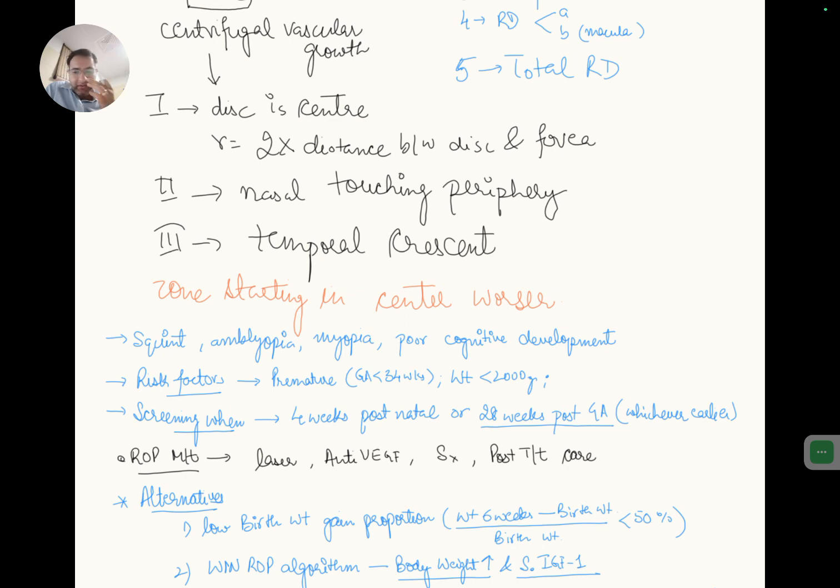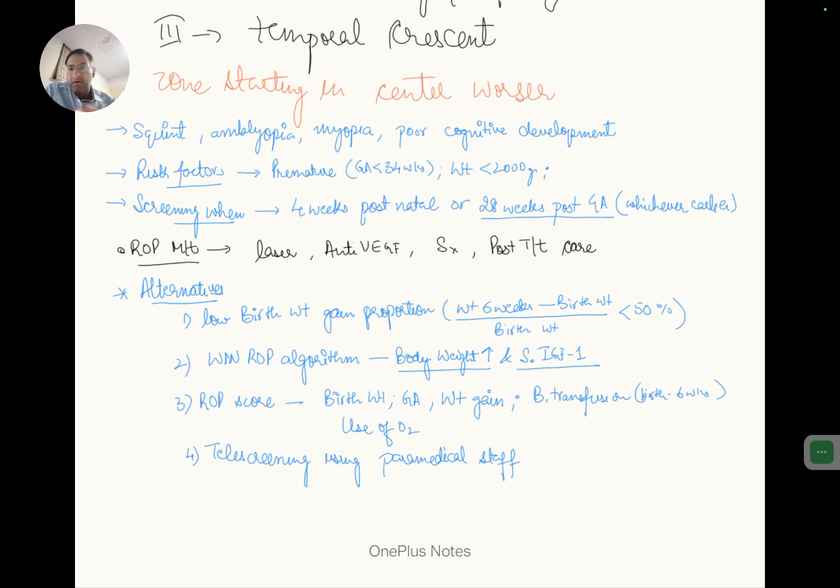What are the alternatives to screen the babies, which have now been taken into consideration? The low birth weight gain proportion babies should be screened. How to calculate this low birth weight gain proportion? Weight of the baby at 6 weeks minus the birth weight, divided by the birth weight. If it's less than 50%, that baby should be screened. The second algorithm is the WINROP algorithm, in which if the body weight increases and the serum IGF-1 levels are more, we should screen those babies.